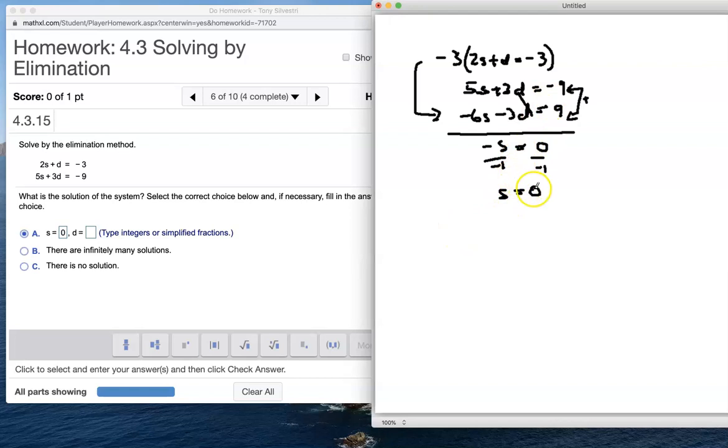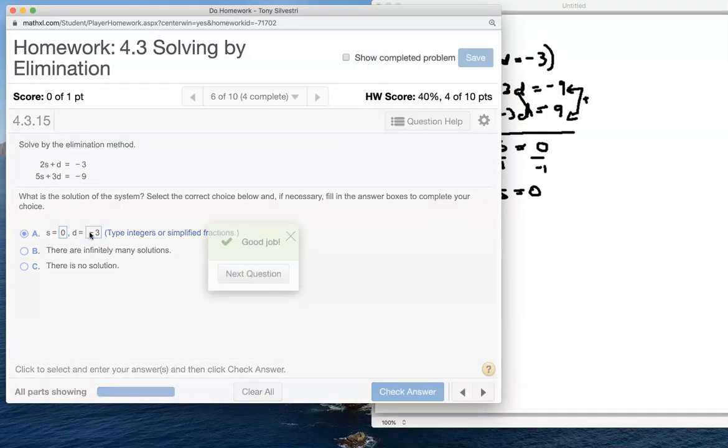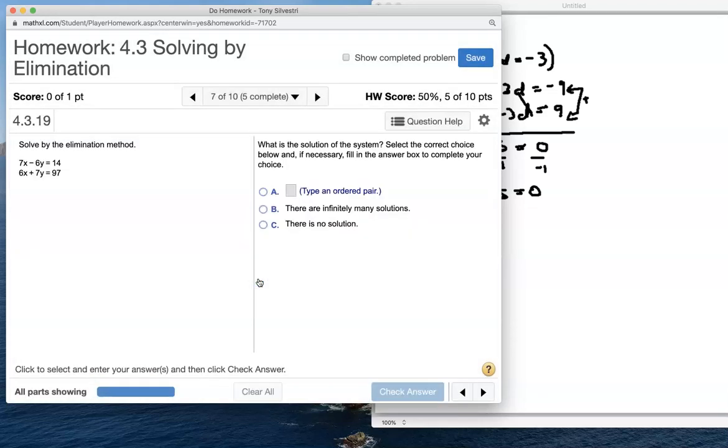And just take s, take an equation. I would take this one right here, the top one. 2s is 0 because if I plug in 0, 2 times 0 is 0, plus d equals negative 3. I mean, that's what it's got to be. Negative 3, hit enter, and we got a good job.